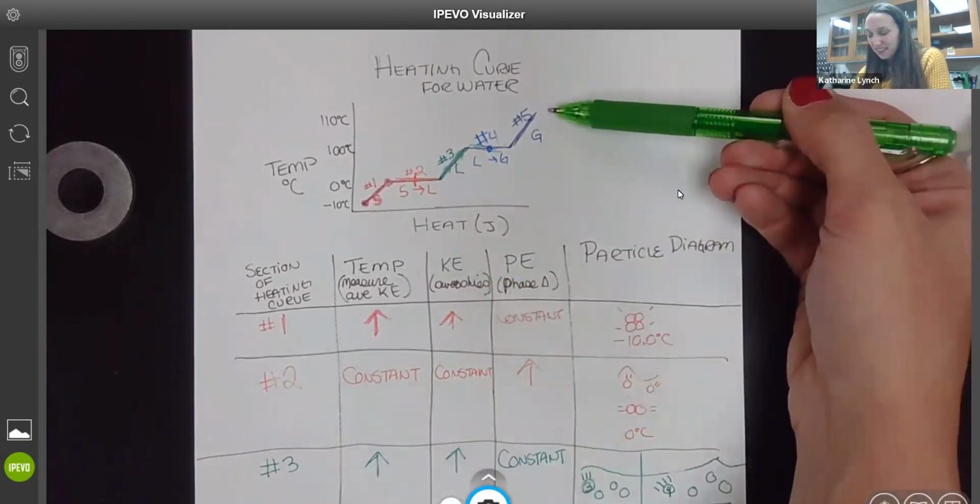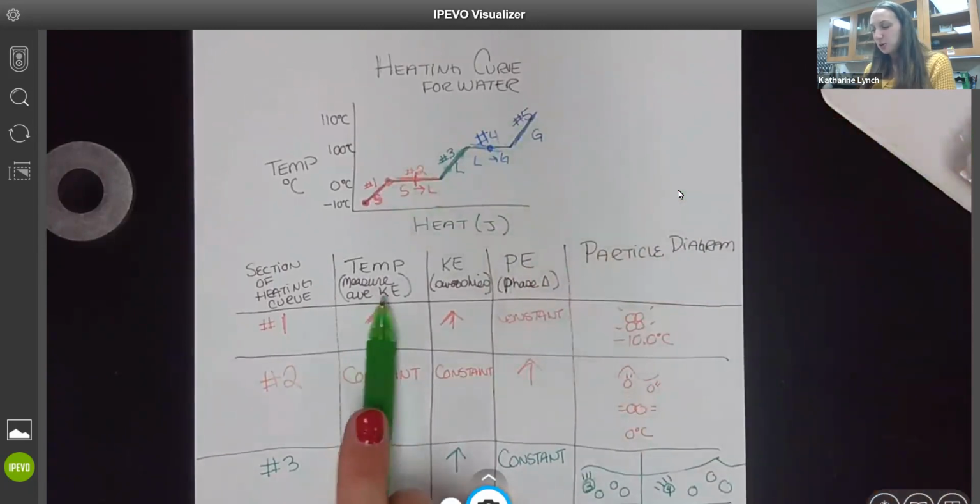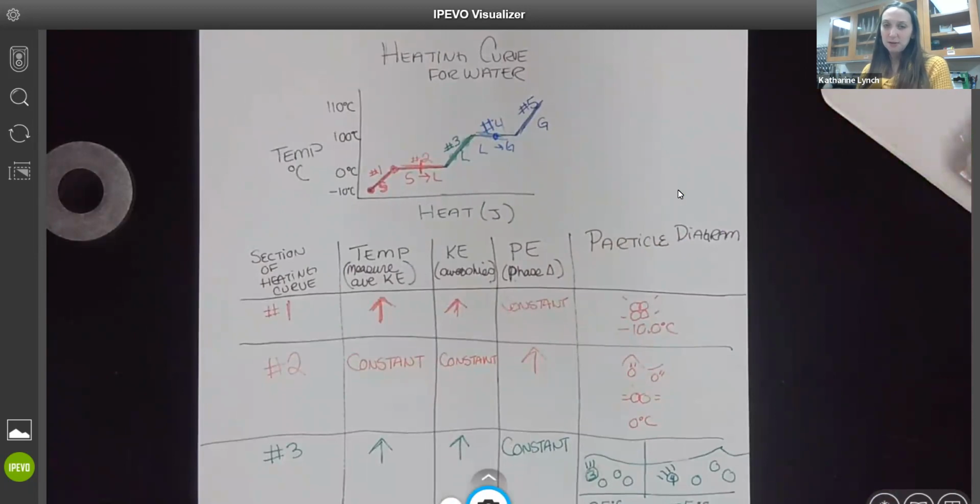What I was saying earlier was that the part of the heating curve depends on what you're changing conceptually going on with the chemistry.